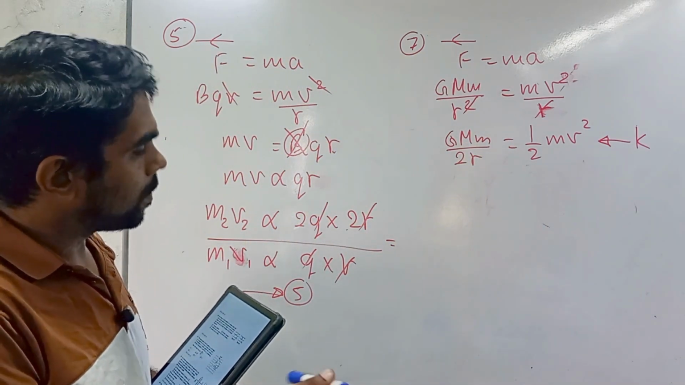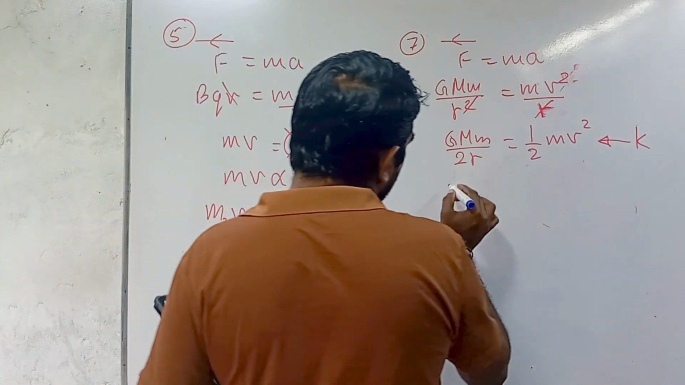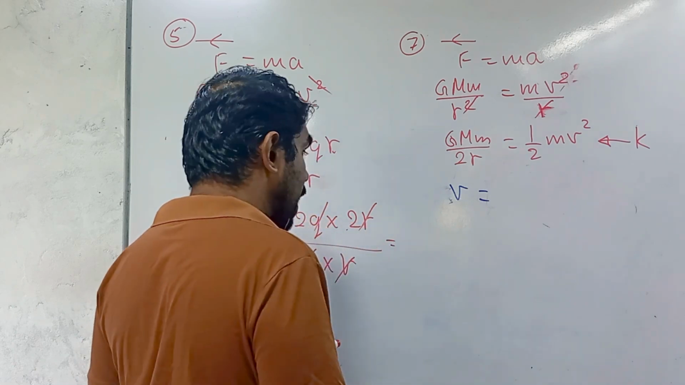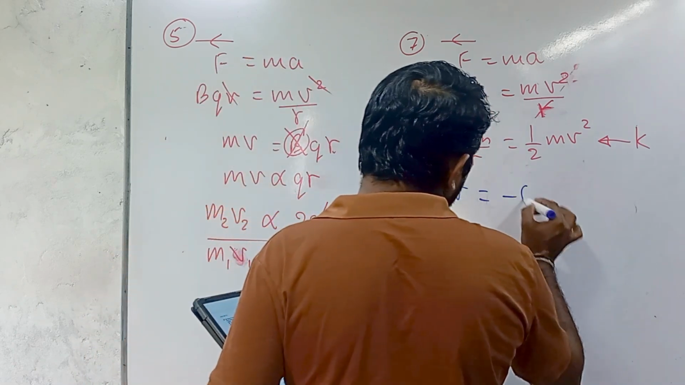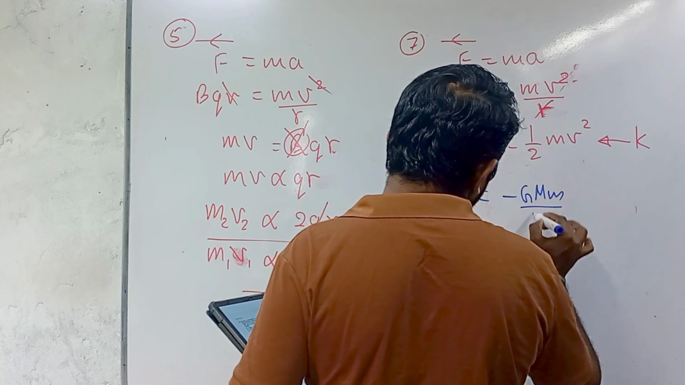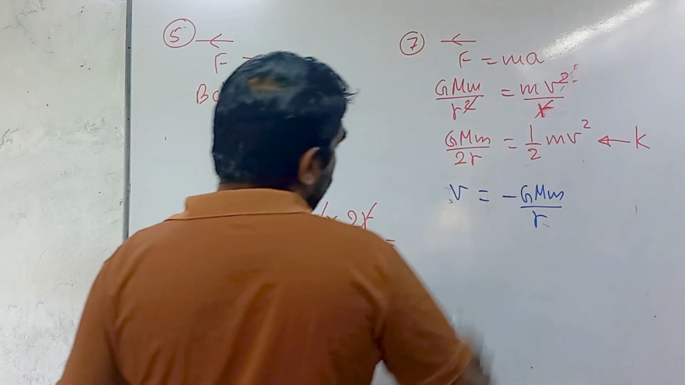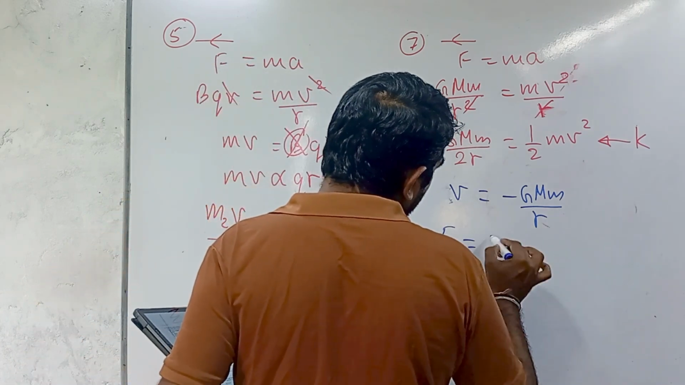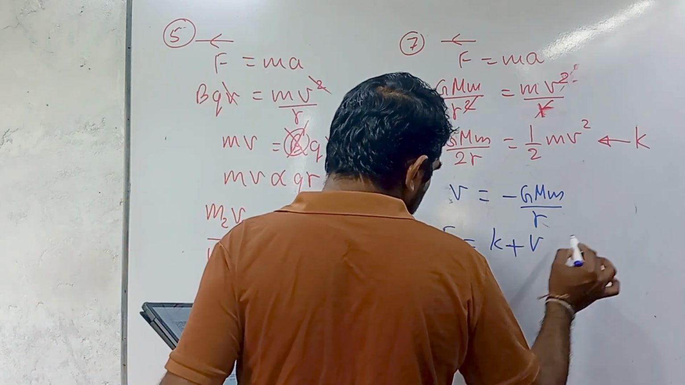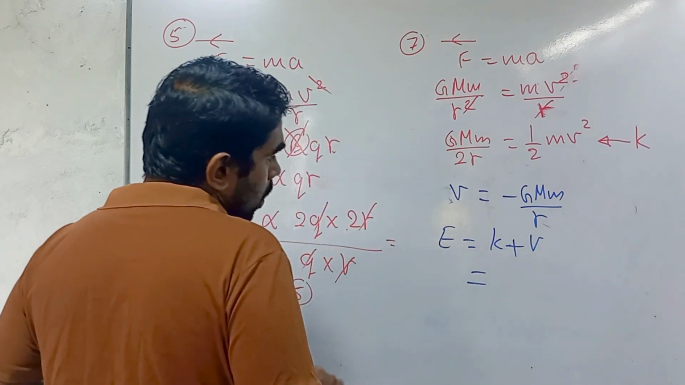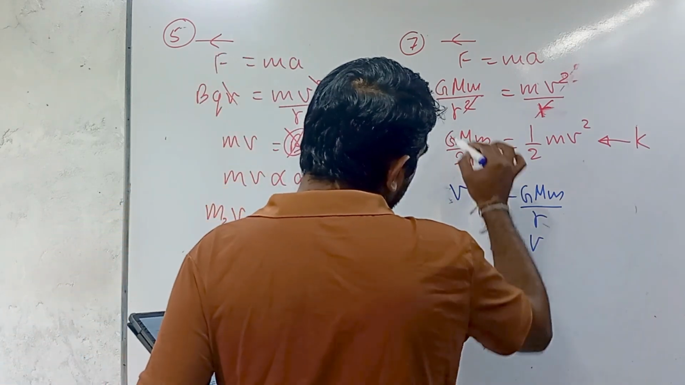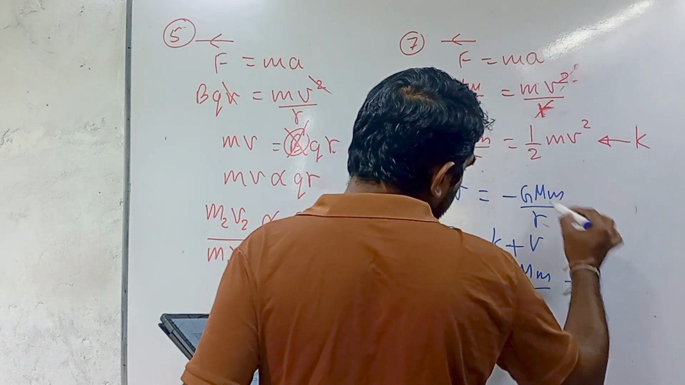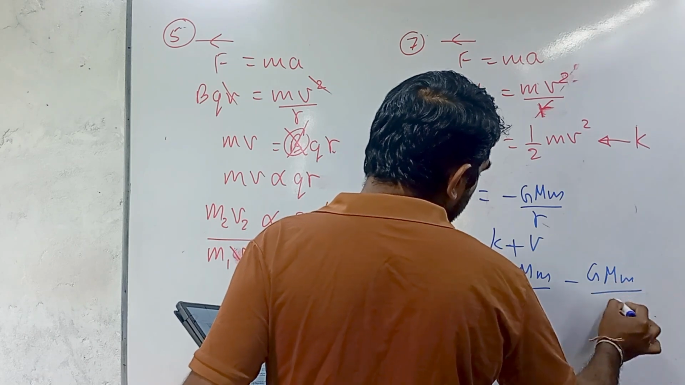Then I will get potential energy. Potential energy is V in the question. We can get V equals minus GMm over r. Now we can compare these two values. Those are not equal. But total energy should be equal to kinetic energy plus potential energy. Kinetic energy is GMm over 2r. Potential energy is this one. It is a minus value.